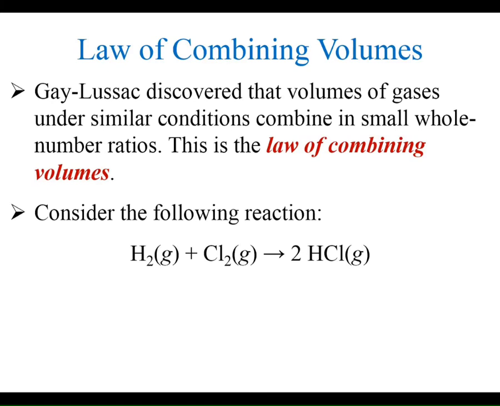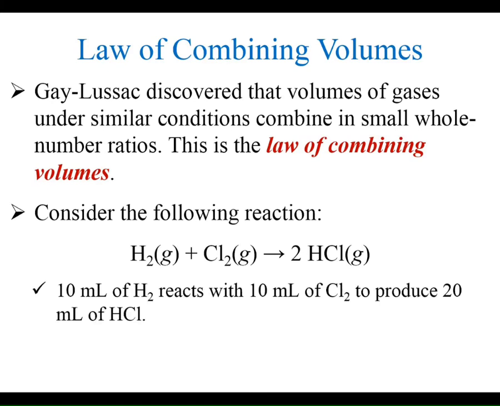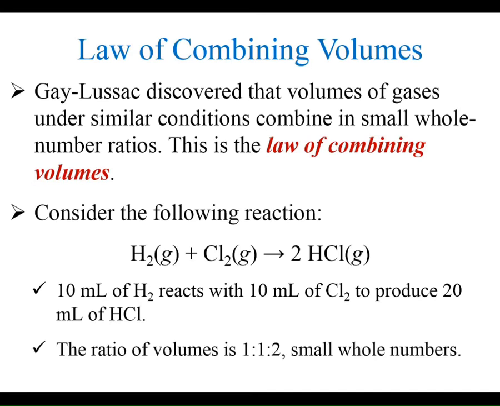So for example, let's say you put in 10 milliliters of hydrogen gas, well, then it would take 10 milliliters of chlorine gas, and you would get out 20 milliliters of hydrogen chloride gas. So your ratio, well, 10 to 10 to 20 is like 1 to 1 to 2. So it's a simple whole number ratio between the gases. So that 1 to 1 to 2 ratio looks an awful lot like what?